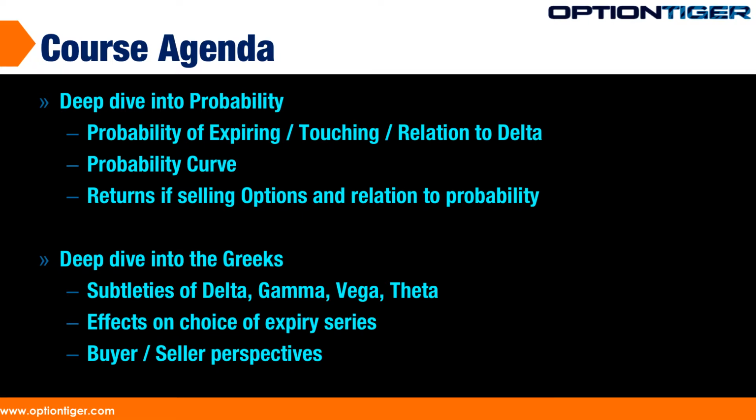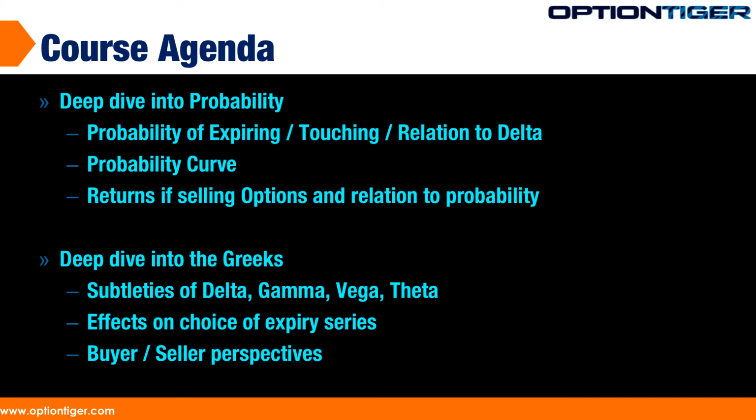Then in the second part of the course, we'll take a deep dive into all four Greeks. So far, we've covered the basic aspects of all four Greeks. So you should have a good understanding of how these Greeks work. But now I'm going to show you some subtleties of all four Greeks and how we should be looking at the Greeks, and it will have an impact on your choice of the expiry series that you choose, and also provide certain buyer-seller perspectives when it comes to the Greeks.